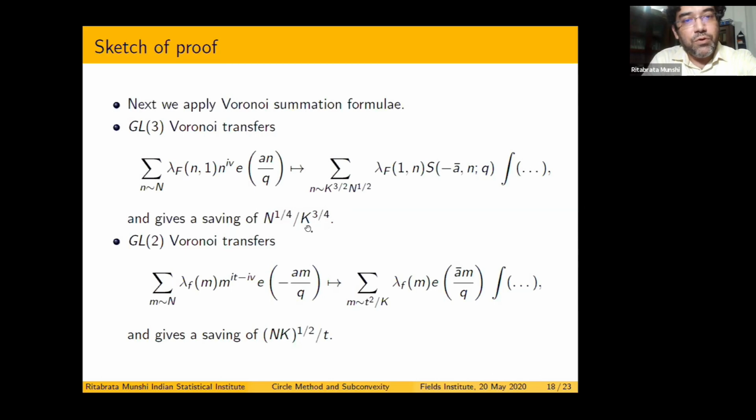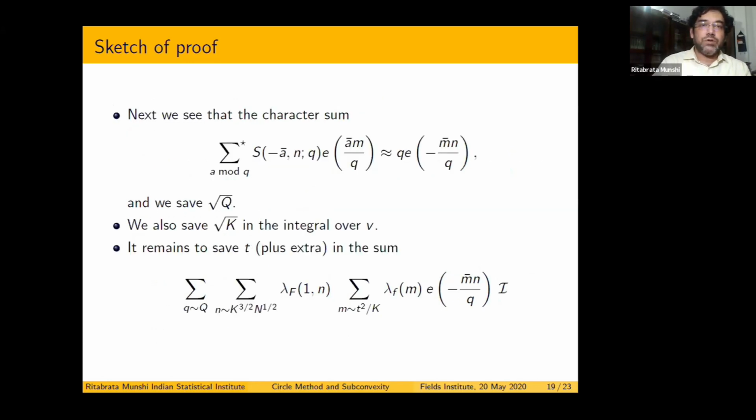And then the Voronoi transform formula for GL2 transforms this sum into this sum over here. So A now becomes A bar, and again the conductor is T square times Q square. Small f is fixed, and that divided by capital N gives you T squared by capital K. If you save N K to the power 1/2 by T, that's the amount you are saving from the GL3 and the GL2 Voronoi summation formulas.